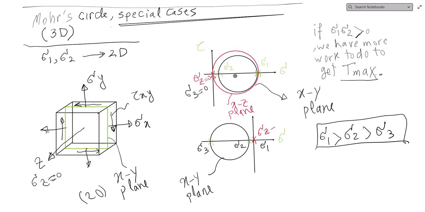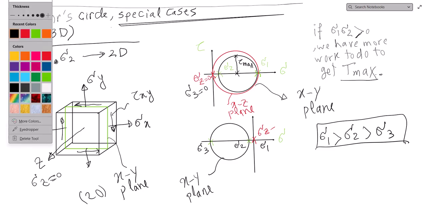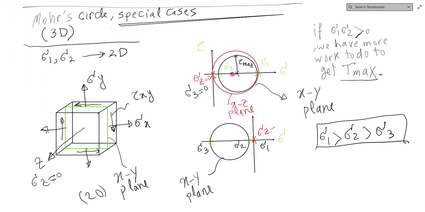Because if I come here for the black circle in 2D, and this would be my tau max, right? But actually in the red one, if I change my pen color, the center would be somewhere here, and this would be my tau max absolute. We call it absolute tau max. And obviously this length is larger than this.